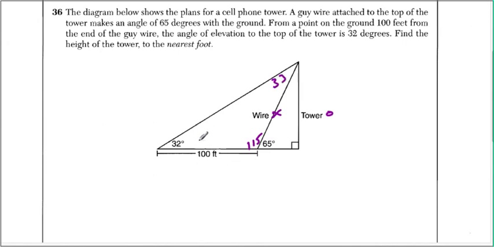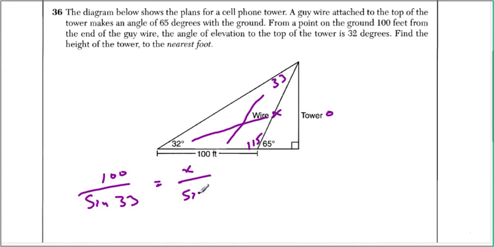So we have side opposite, so that's law of sines. So that gives you sine 33 equals x over sine 32. Cross multiply, solve, you get it about 97.3.